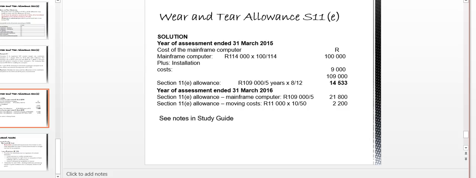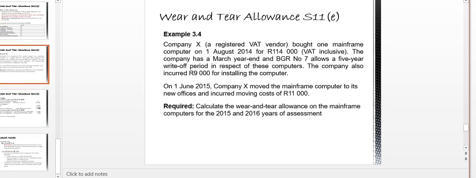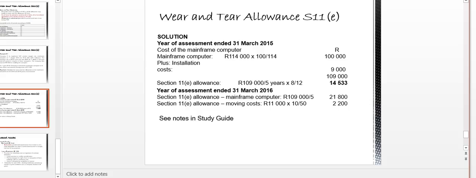And then we're going to multiply it by the portion of the year in which we held it. So this mainframe computer we bought on the 1st of August 2014, and we held it in the 2015 year of assessment until the 31st of March 2015. So we held it for 8 out of 12 months. In other words, the Section 11E allowance which this mainframe computer qualifies for is 14,533 Rand.